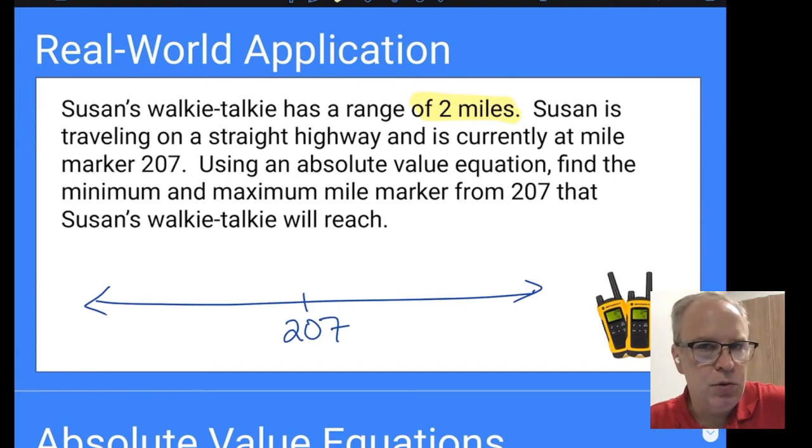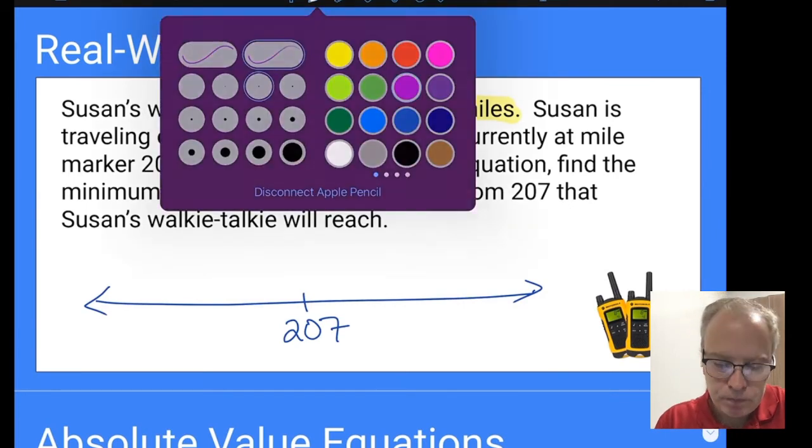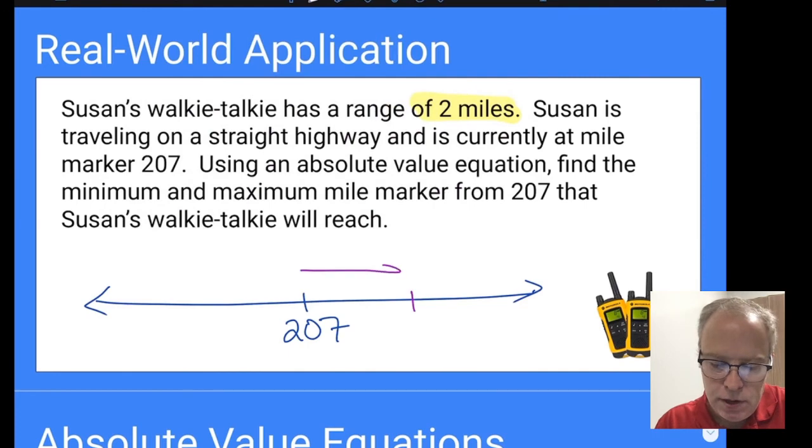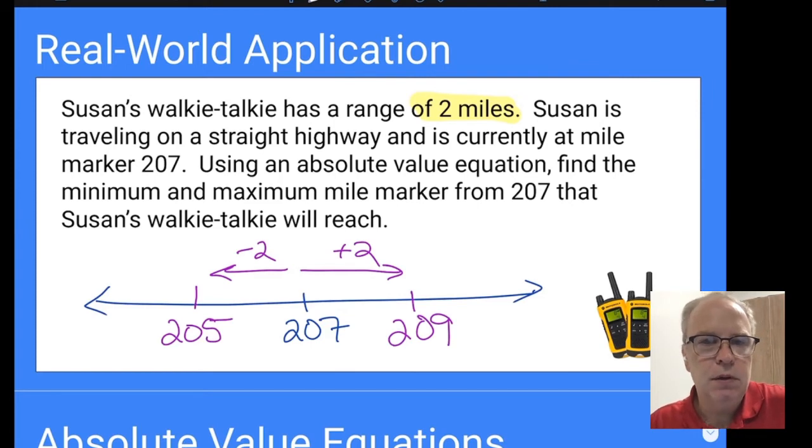Using an absolute value equation, find the minimum and maximum mile marker from 207. Well, let's just think about this. Couldn't she go 2 that way or 2 this way, right? So 205 over here, and 209 would be the furthest away that someone could actually hear her.